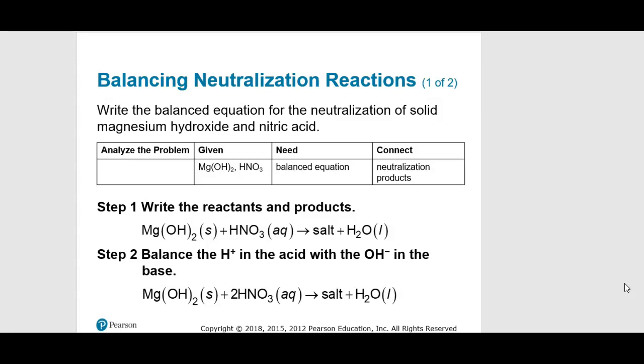Well, what they do is, you see there's 2 hydroxides, so you're going to have at least 2 waters, which means 2 hydroxides, which means you're going to need 2 hydrogen ions. So there's going to have to be 2 nitric acids in order to balance that. And when you put the 2 nitric acids in there, you see that everything works out nice. Now you have 2 water molecules, and now you have to figure the salt out.